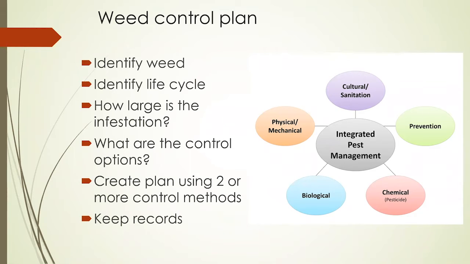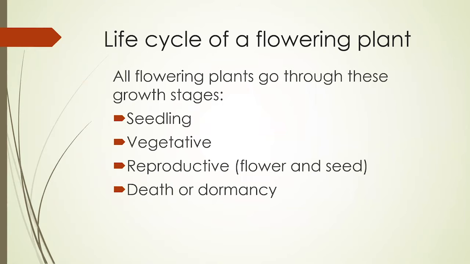So we identified the weed, I hope, in each of our cases, but identifying the life cycle, let's talk about that a little bit. It'll be a review for most of you. So the life cycle of a flowering plant, all the plants go through these growth stages: seedling stage, vegetative, reproductive, where it flowers and produces seed, and death or dormancy.